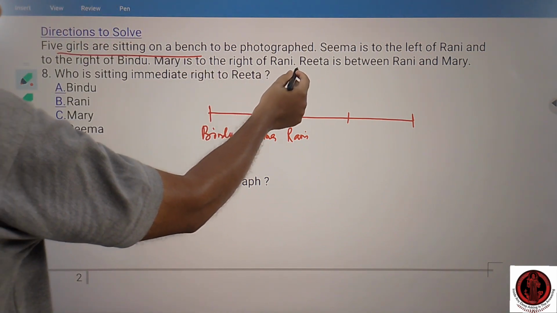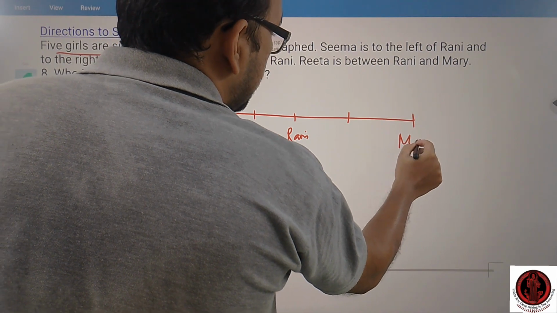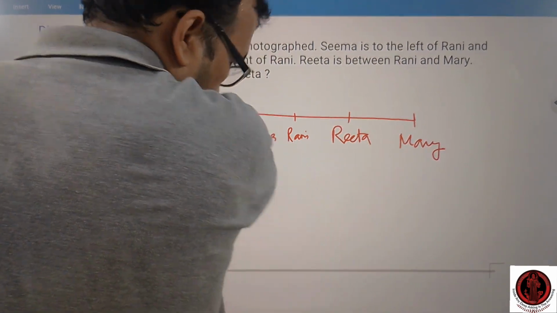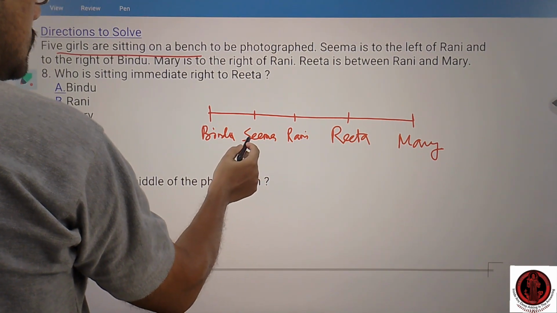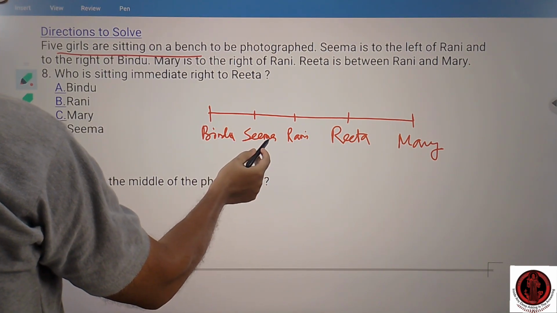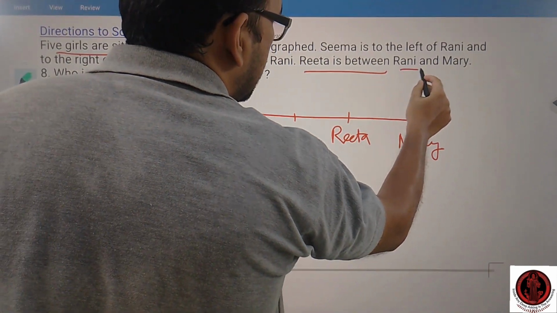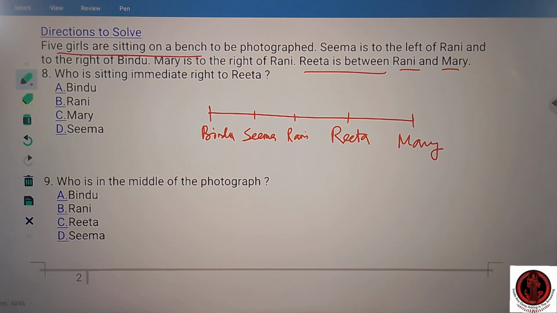Mary is to the right of Rani. Rita is between Rani and Mary. So this is Mary. This is Rita. So this is the diagram. Shima is to the left of Rani and Shima is right of Bindu. Now Mary is to the right of Rani and Rita is in between Rani and Mary. So this is the sitting arrangement.